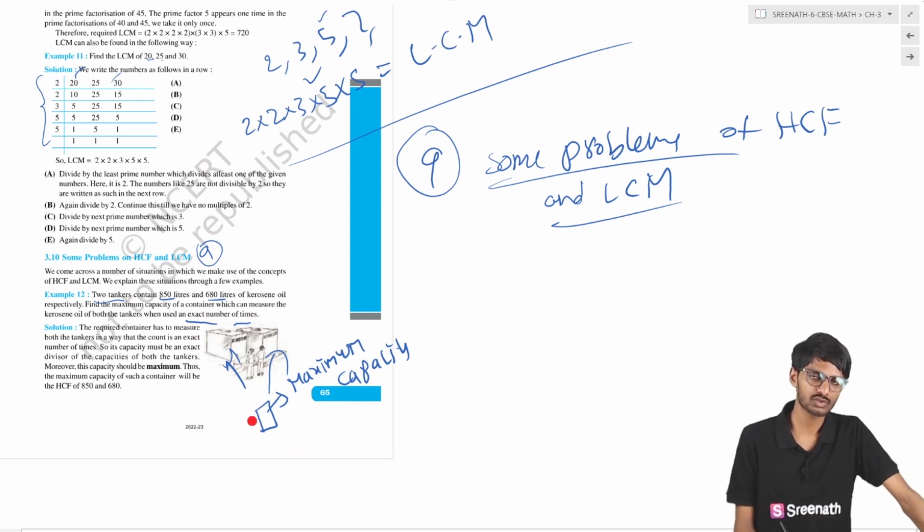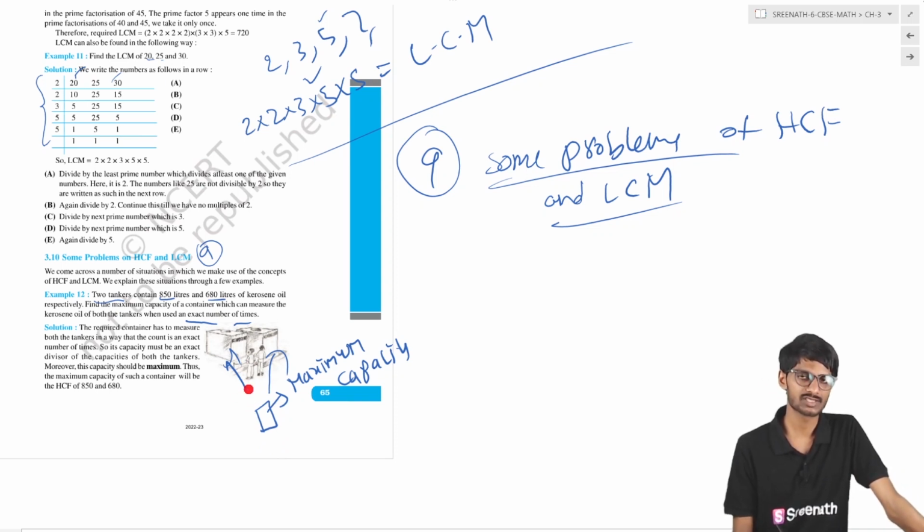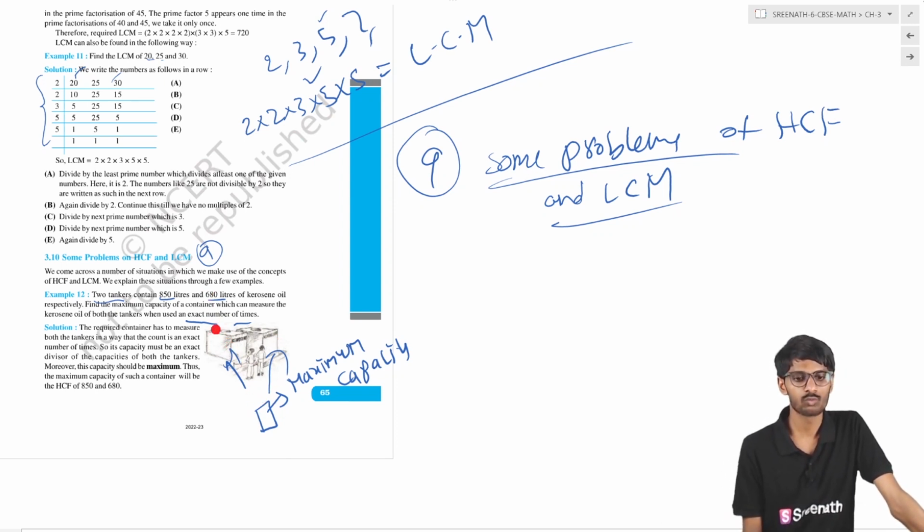Suppose we have to find the maximum capacity of this container. With the help of this container's maximum capacity, we can measure this tank and this tank when we use it an exact number of times. Suppose the number of times is 4 or 5, then what happens? By taking it 4 times, this tank must be filled. By taking it 5 times, this one must be filled. Like that we have to do.